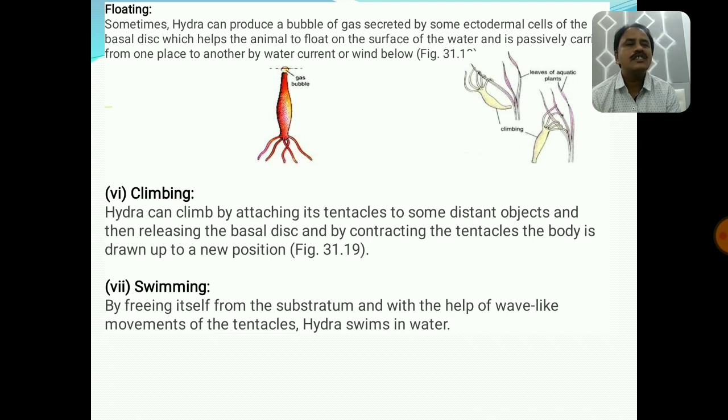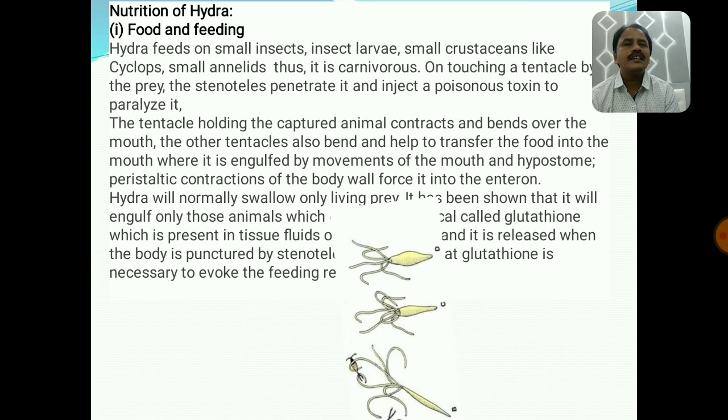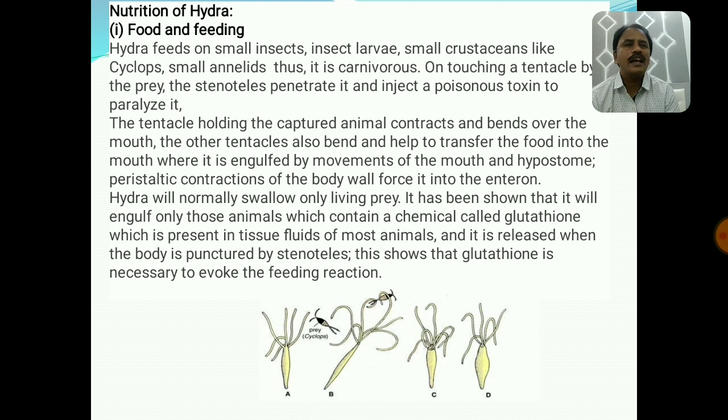Another method is swimming. Swimming is a method where, with the help of the wave-like movement of the tentacles, Hydra swims in the water bodies. Then, the next point is nutrition in Hydra. Nutrition means how Hydra derives food material and how digestion takes place in Hydra.